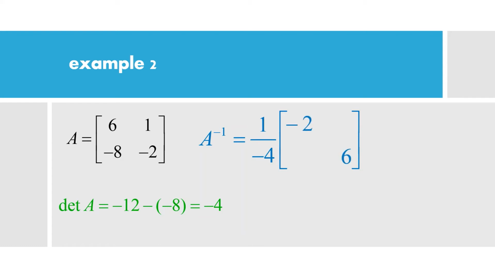We switch the 6 and -2, and we make the 1 negative and the 8 positive. Last step, multiply through by the scalar. And always simplify fractions where you can. Like I said, we'll do more with inverse in upcoming lessons.